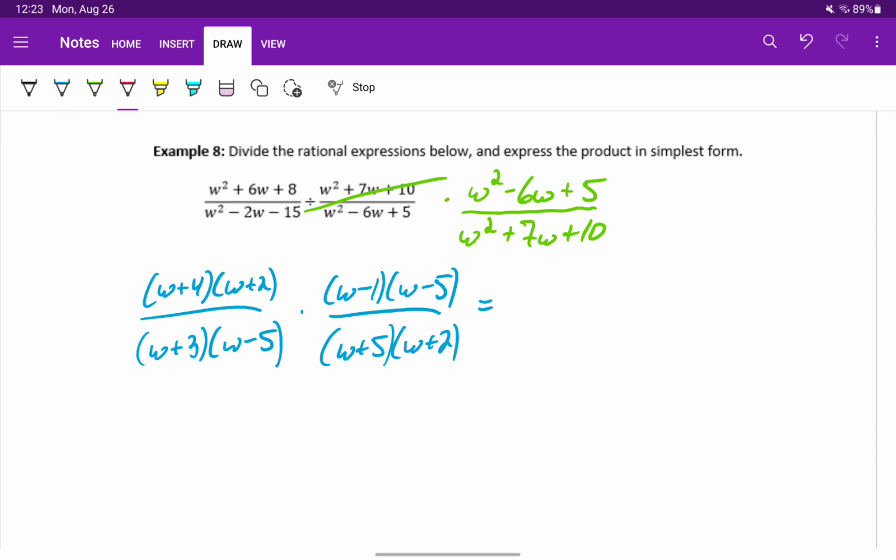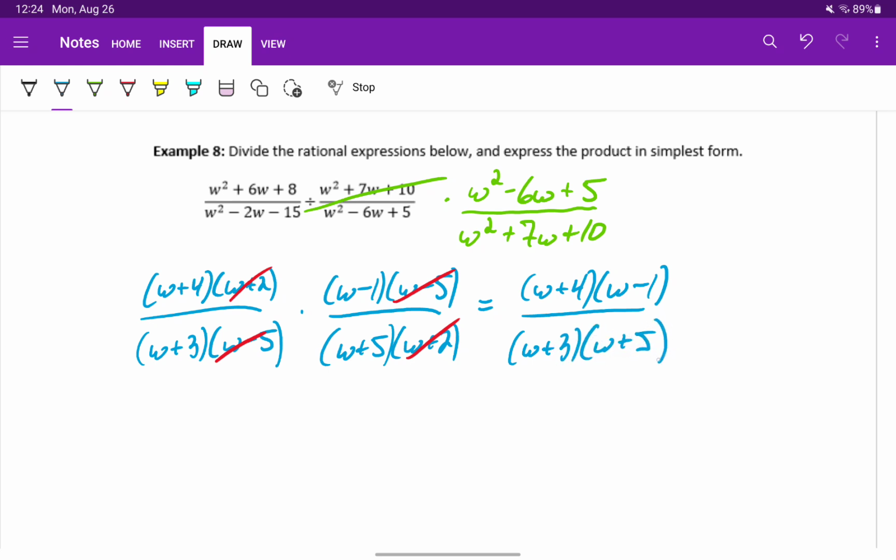Looking for those common factors, again we'll have some diagonal cancellation. So we're canceling the numerator in the first expression with the denominator in the second expression. W plus 2's will cancel, our w minus 5's will cancel, leaving us with w plus 4 times w minus 1 all over w plus 3 times w plus 5.